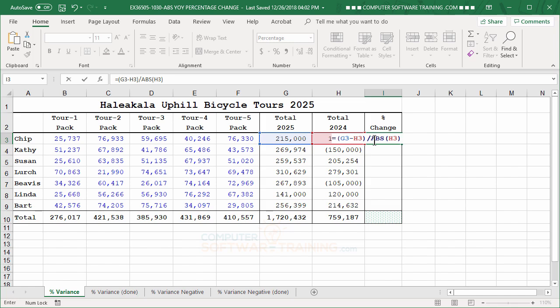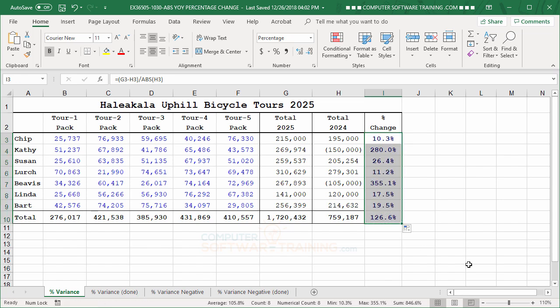So now when we go ahead and hit the enter key, there we go, 10.3%. Now, we'll go ahead and copy this all the way down, and there we go. I wiped out my formatting down there, so I'll just click on my little tag there and hit fill without formatting. That'll come back.